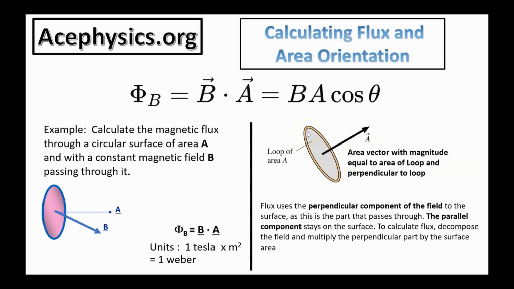The circle has some area, pi r squared. The area vector is perpendicular to the area. The length or the magnitude of the area vector is the same value as the area of the surface. That's the definition of how an area vector works in physics.